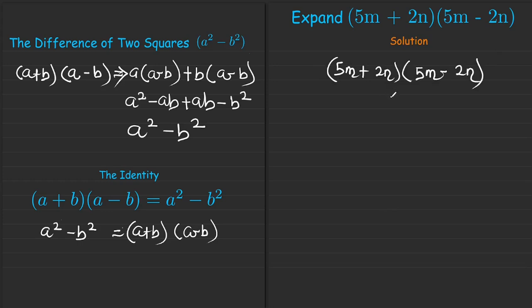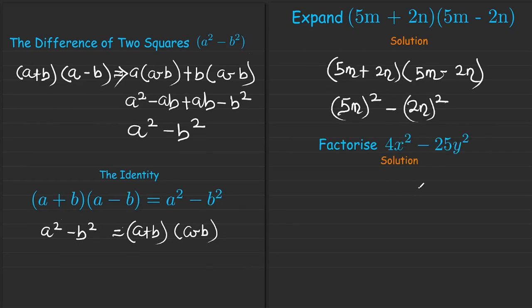That is all. The first term is 5m, so let's square that, then minus the last term, 2n squared. That is just our answer, using the identity. You can only use it if the first term here is the same as the one you have here, and the second one here is also the same as the one you have here. The only difference between these two binomials is that one should be plus and the other should be subtraction.